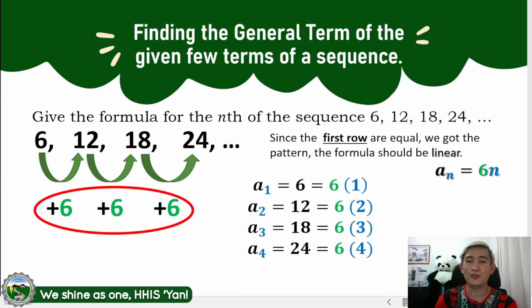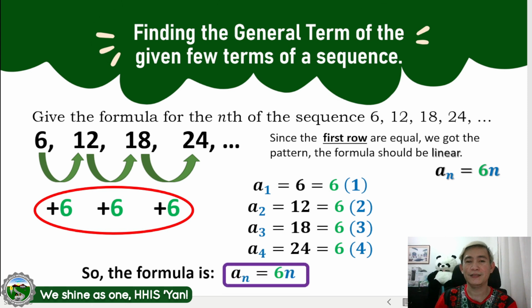So 6 times 2, which is 12, which is our second term. So 6 times 3 is 18, which is our third term. And 6 times 4 is equal to 24, which is our fourth term. And that is our first to fourth term. So the formula in this sequence is a sub n is equal to 6n. So now let's have another example.